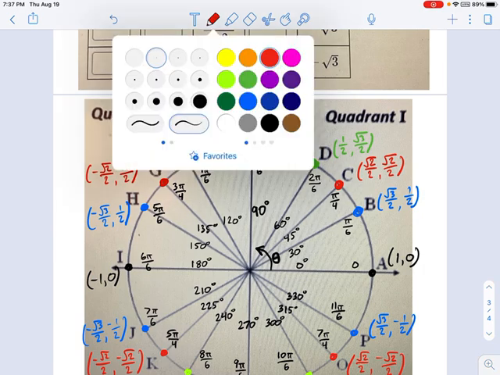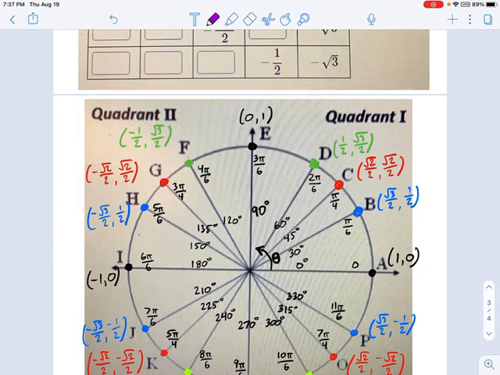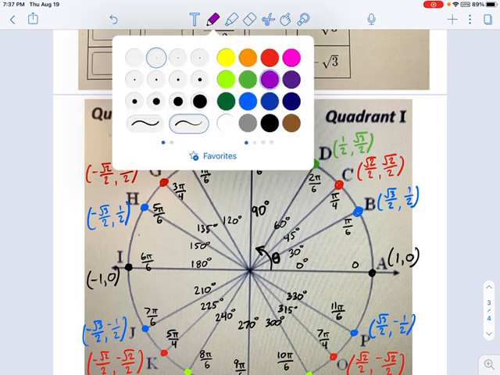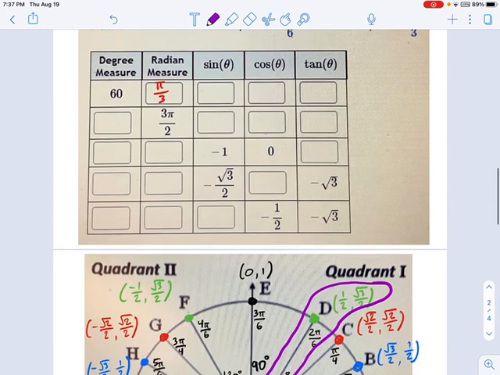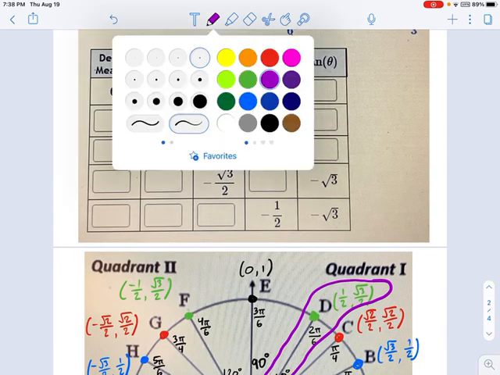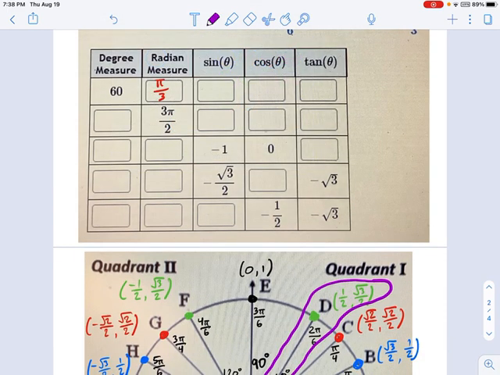Let me find a color that's going to work for me. Let's pick Riverton purple. And 60 degrees is right over here. So this is the one I'm interested in. Sine of 60 degrees. And we come up here and we say, okay, what's the y value? Well, that is just root 3 over 2. You can see it right on the unit circle there. And the cosine value is 1/2. And we get to the tangent value now.